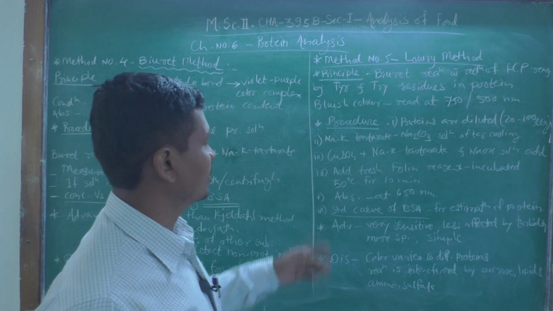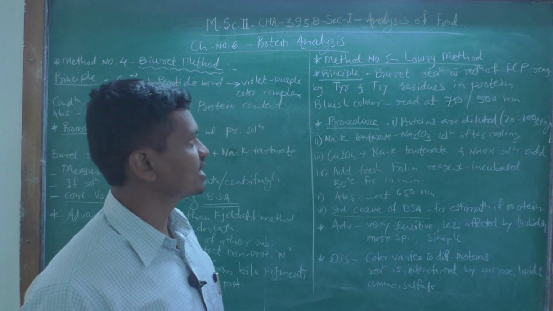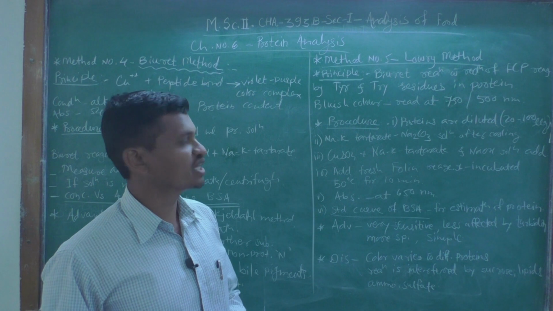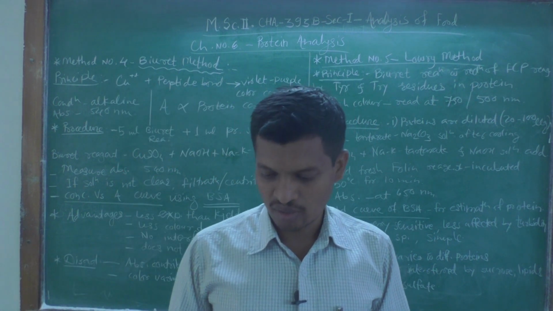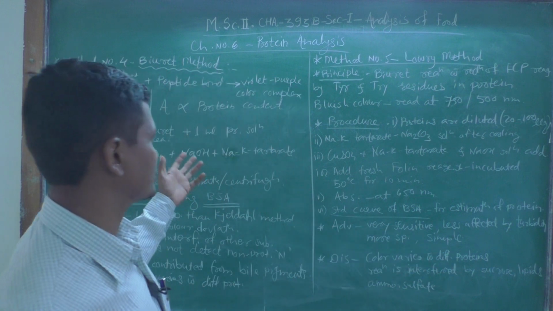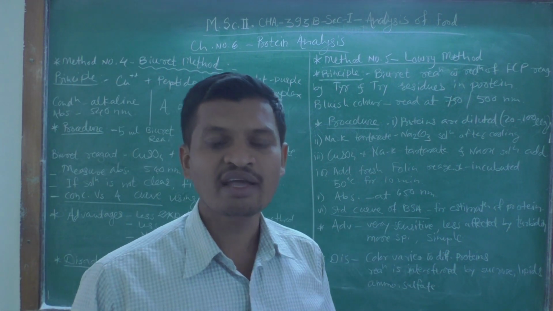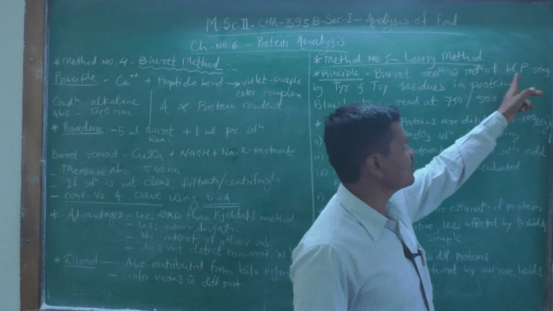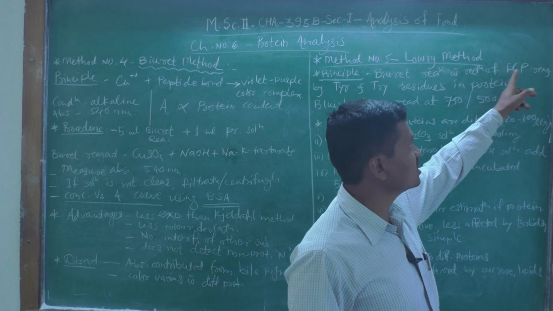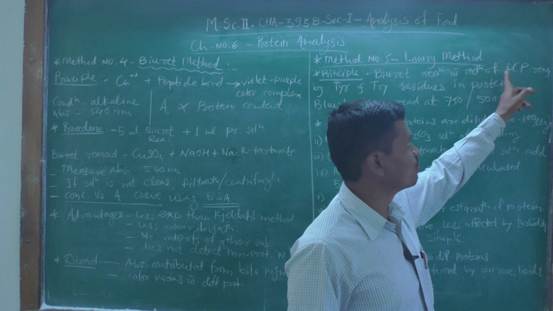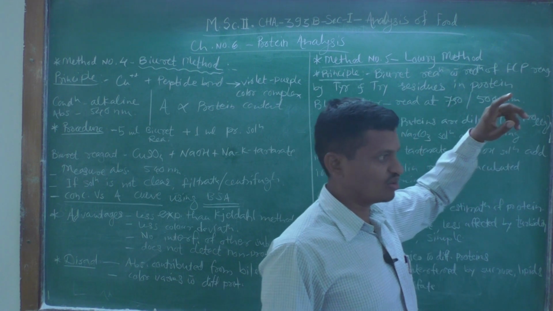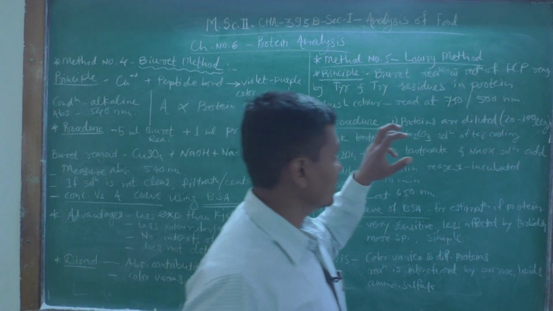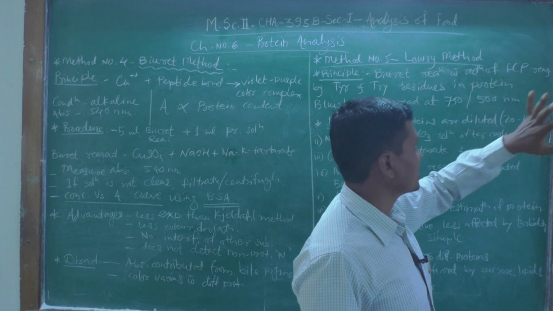Now let us move to the fifth method, which is the Lowry method. This Lowry method is actually a combination of the biuret reaction and a reduction of the FCP reagent. What is this FCP reagent? Folin-Ciocalteu phenol reagent. So along with the biuret reaction, in addition to that, there is a reduction of the FCP reagent.